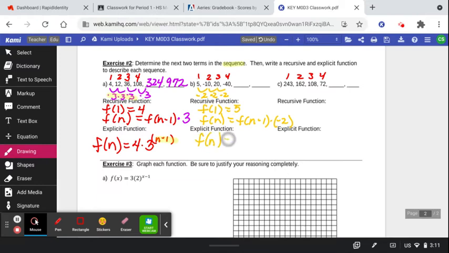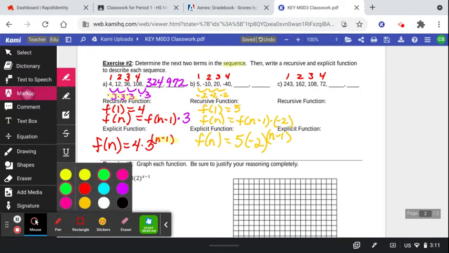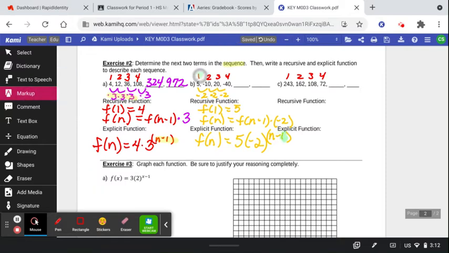F of n equals 5, multiplying by negative 2 to the power of n minus 1. And again, where does this little 1 come from? Why is it an n minus 1? Because it's the first term. This 1 comes from this first term. Okay, and then I'm just going to continue that pattern of multiplying by negative 2. 40 times negative 2 is going to turn into a positive 80. 80 times negative 2 is going to turn into a negative 160. How'd you do?